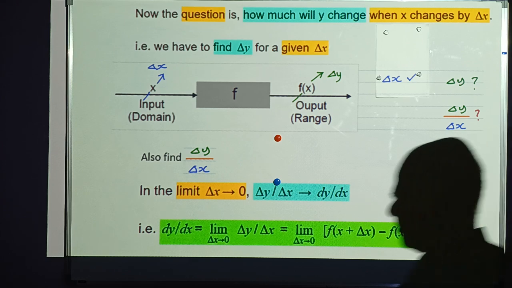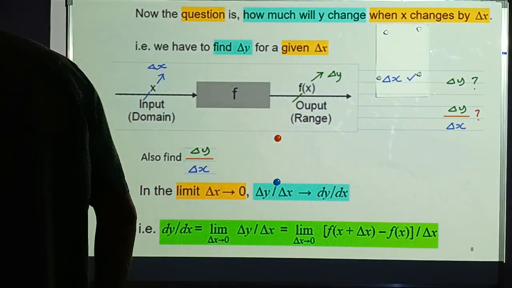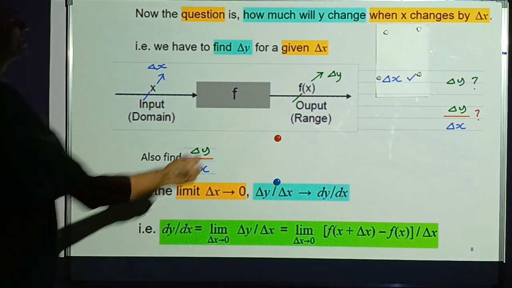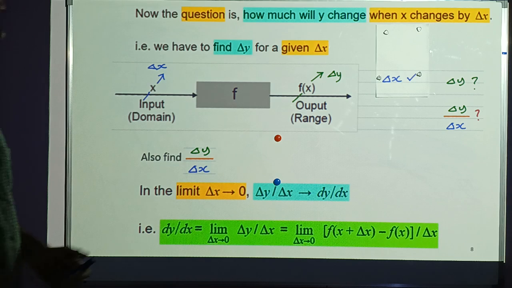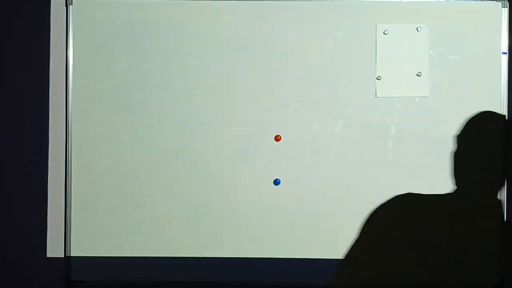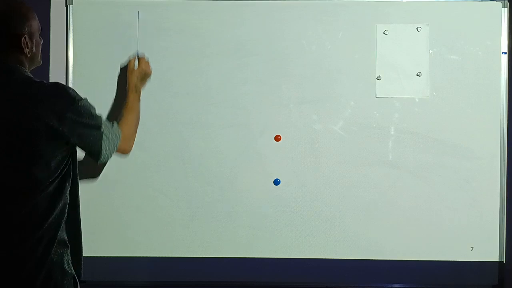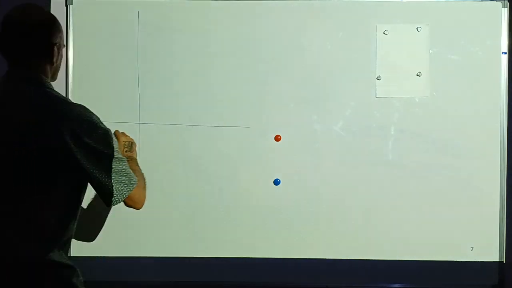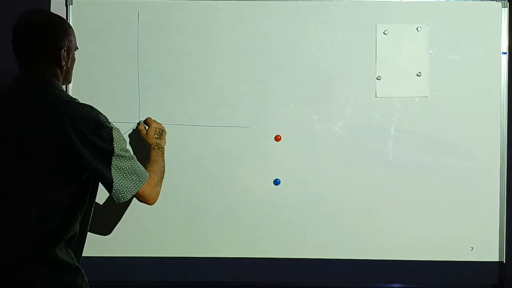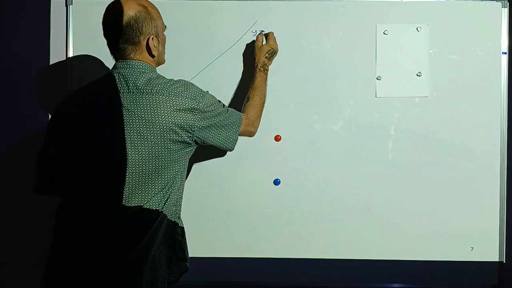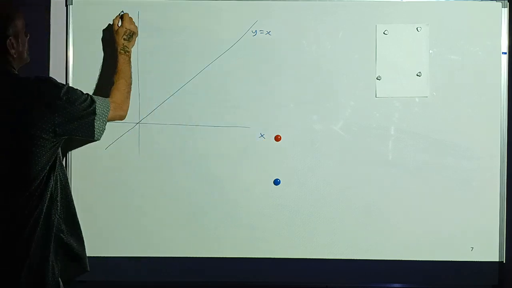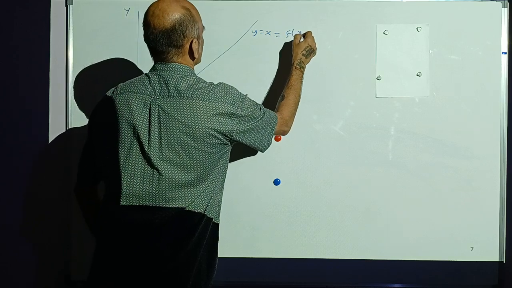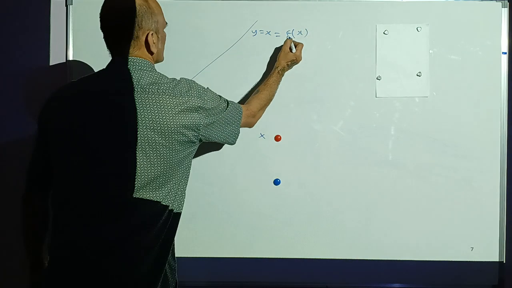So given a function, there is the relation between x and y, we can ask another question. When the input changes by a certain amount, say delta x, how much will the y change? For example, if I take one specific function, say y equal to x, the plot will look like this. It is a straight line. y equal to x, this is x-axis, this is y-axis. So y is basically f of x. So this is the first function.